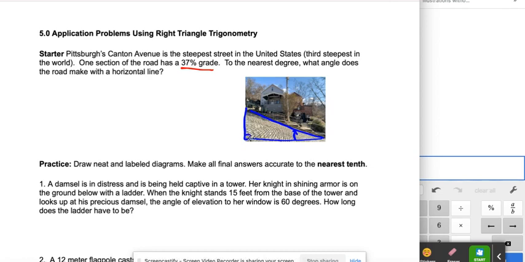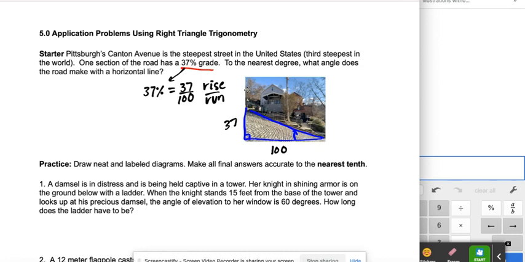So that can be calculated by thinking about what grade means. We learned back in middle school what 37% means. 37% is a representation of 37 out of 100. And when we're talking about grade, this is just representing our slope. And we know the slope of a line is our rise over our run. So we can represent this as rise over run on this triangle. So we are rising, or changing our y values, by 37 when our run is 100.